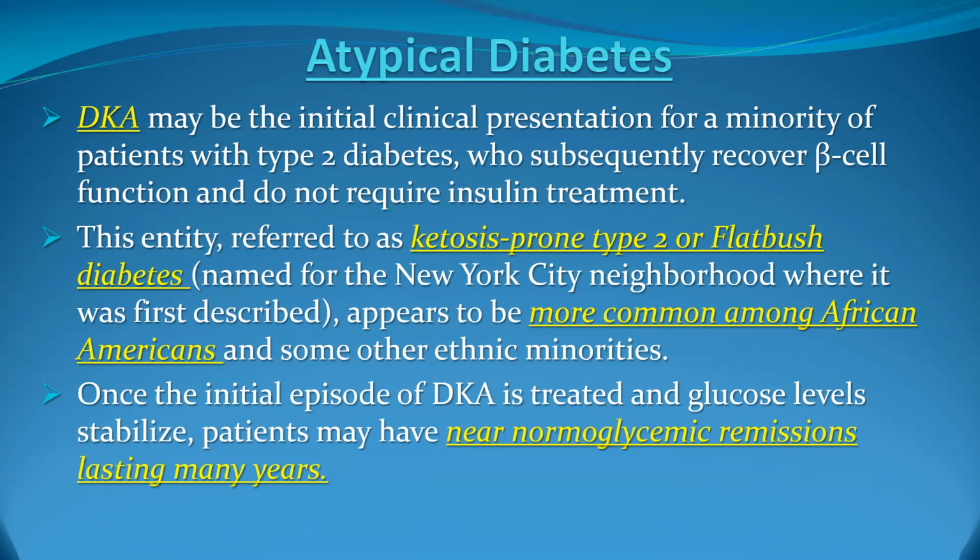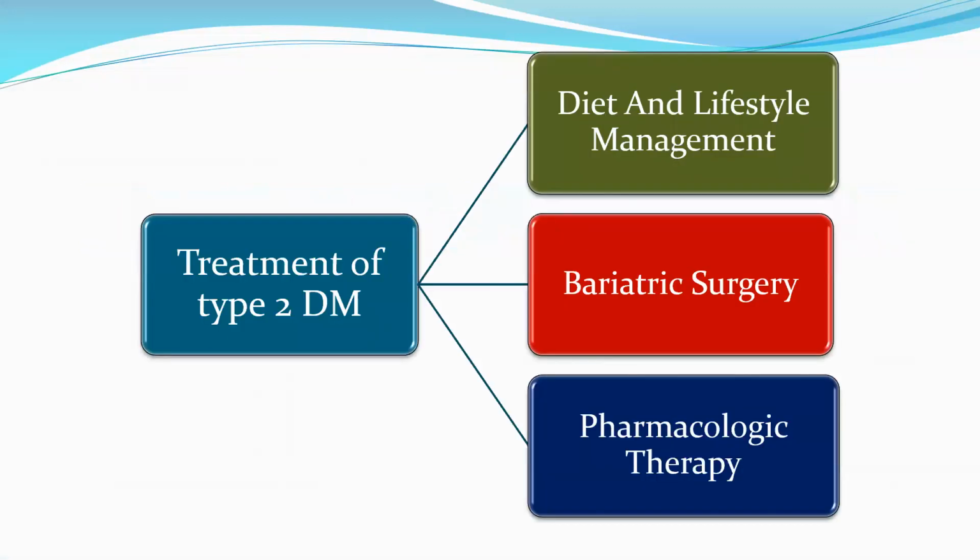However, some patients might present with diabetic ketoacidosis, and sometimes we call this peculiar entity ketosis-prone or Flatbush diabetes, which is a name of a district in the United States of America. It was found that those patients with ketosis-prone type 2 diabetes, after they recover from diabetic ketoacidosis, some of them restore a normal blood glucose level for many years, but eventually they will develop a frank picture of type 2 diabetes.